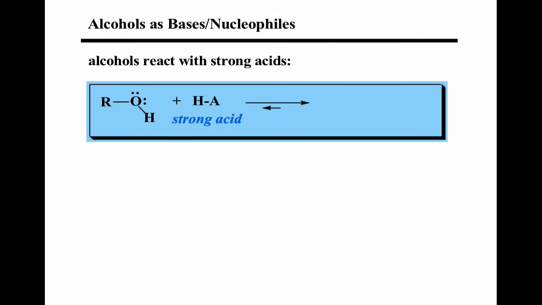So for example, if you take the generic acid HA, this could be HCl, HBr, H2SO4, whatever the case may be, a strong acid, the alcohol will react with it. Help me push the arrows. Where do we start? Oxygen to hydrogen and the bond between hydrogen and its anion to the anion, right. So how does that look?